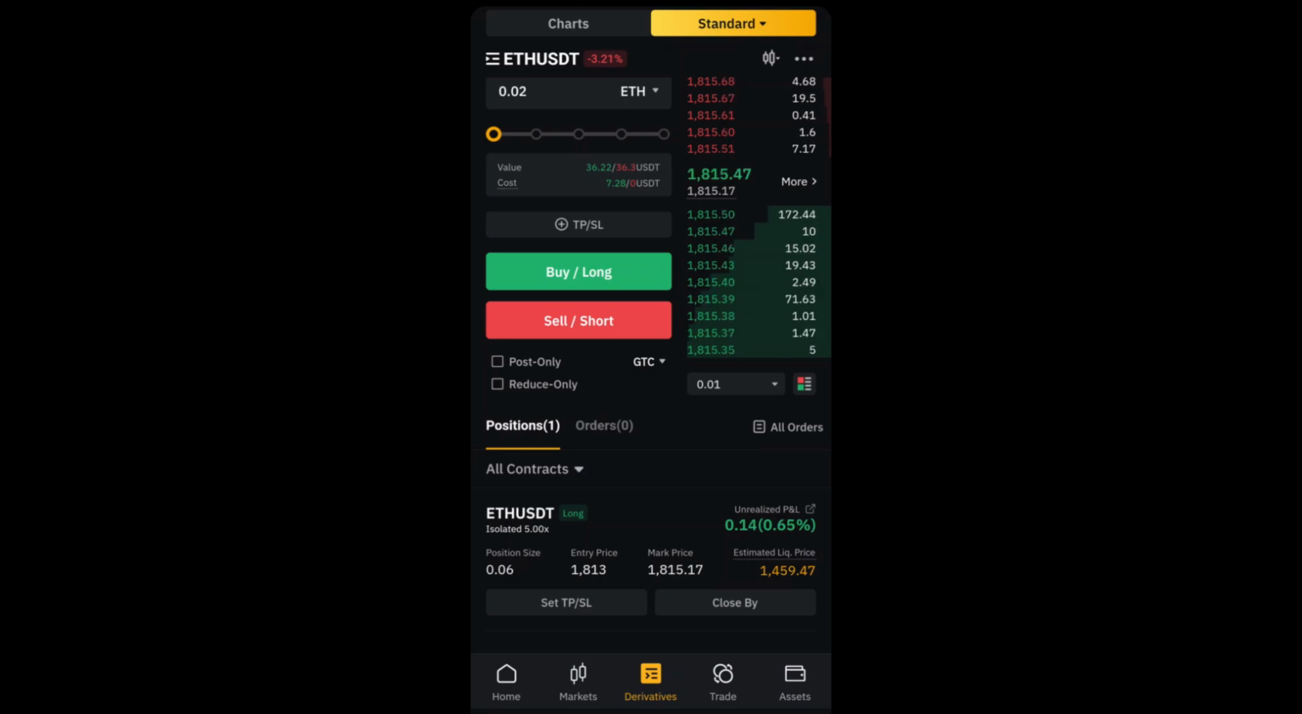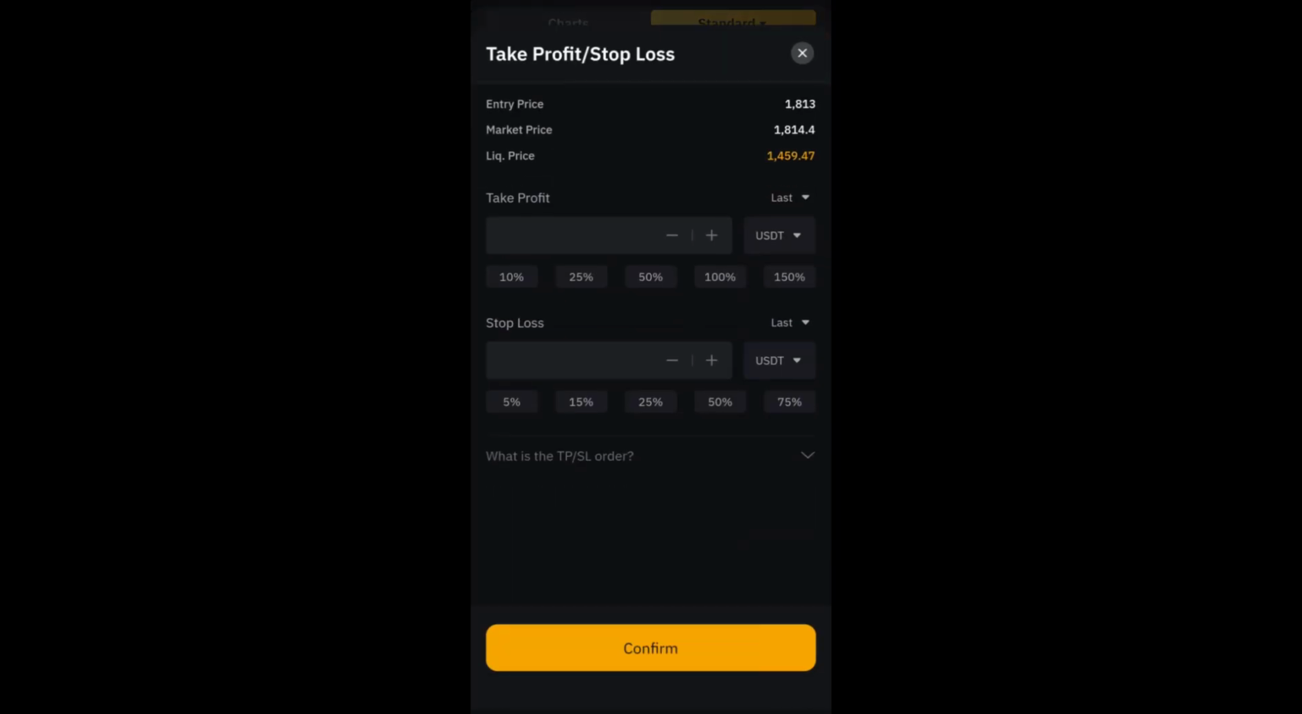And guys, all the three Ethereum trades that I opened are all merged together. Guys, remember I took entry at $1,815, $1,813 and $1,811. So it all averaged out, and it's showing the entry price at $1,813. And if the Ethereum price comes down to $1,459, then this trade will get liquidated. Now in case you want to set your stop loss or take profit, then you can do that by clicking on this set TPSL option.